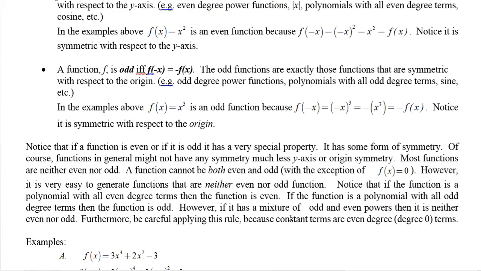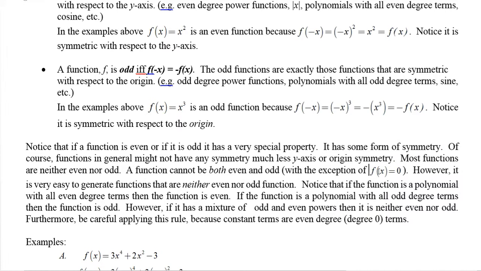Notice that if a function is even or odd, it has a very special property: it must have some form of symmetry. On the other hand, functions in general might not have any symmetry, much less those specific kinds, y-axis or origin symmetry. So most functions are neither even nor odd. A function cannot be both even and odd, with the exception of y equals 0, the x-axis. However, it could very easily be neither one.